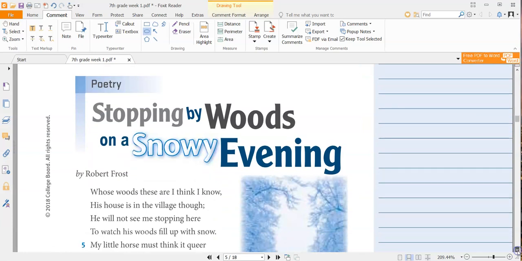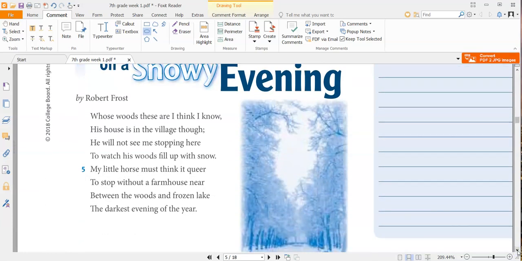So, let's get started. Remember the things that we're going to be doing. We're going to underline images, circle unknown words and phrases, and we're going to put slashes where there seems to be a natural place to pause. So listen to this poem and then we'll go back and do those markings.